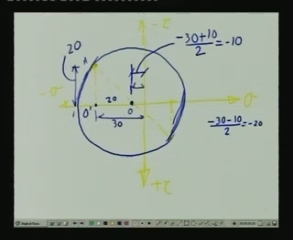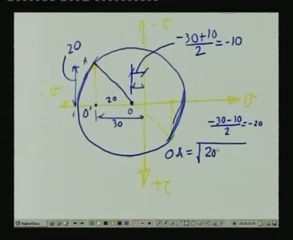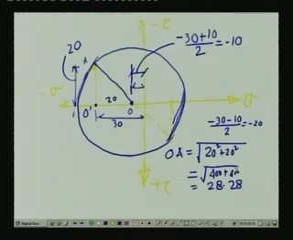So, the radius, or this particular distance OA, is equal to the root of 20 squared plus 20 squared, which is equal to the root of 400 plus 400, and this gives us a value of 28.28. Now, 28.28 is the distance OA. Now, we are going to evaluate the principal stresses.